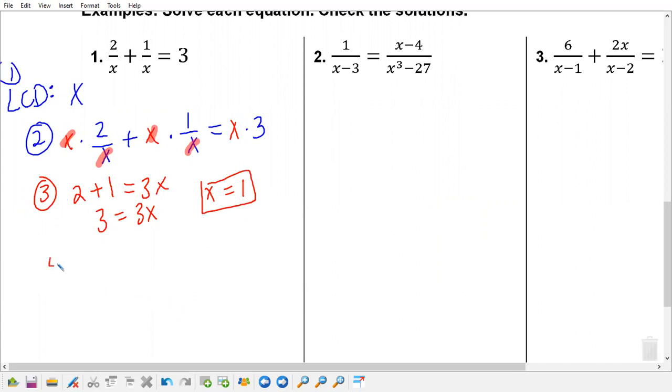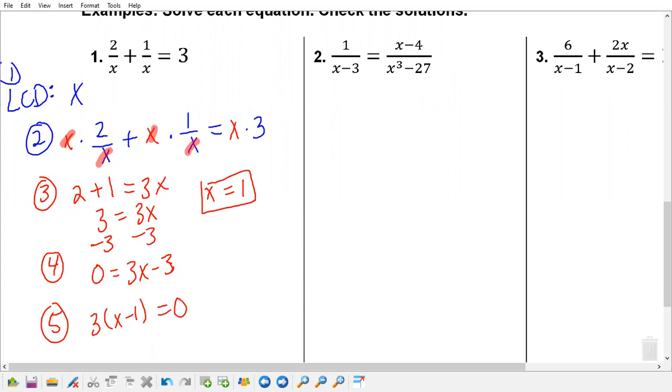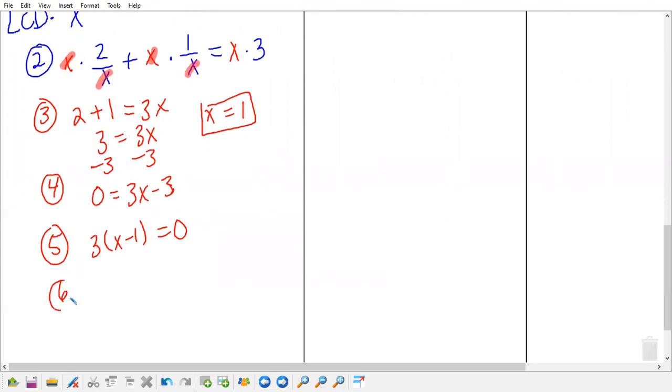So if I was to continue on to step 4, I would make one side equal to 0. So I'm going to subtract 3. That gives me 0 equals 3x minus 3. Step 5 is to factor. So I'm going to factor this and I get 3x minus 1 equals 0. Step 6 is using the zero product and take the factor and set it equal to 0. And we get x equals 1, right? But if you see at any point what your answer is, that's where you can stop, okay?